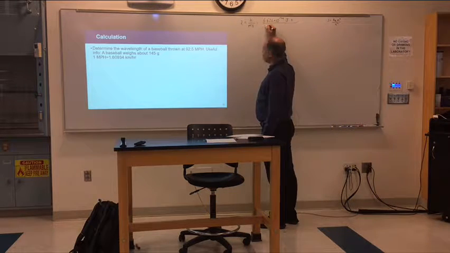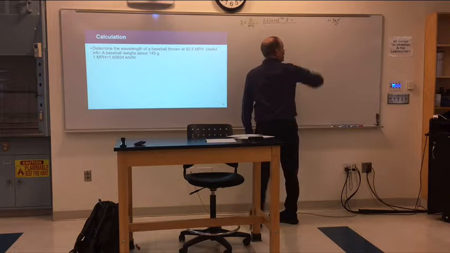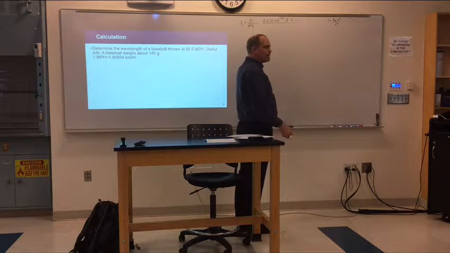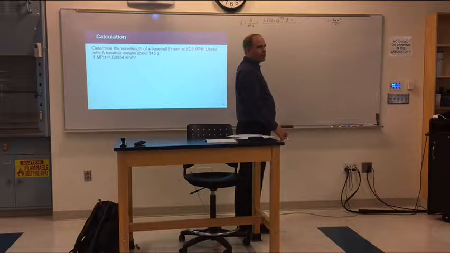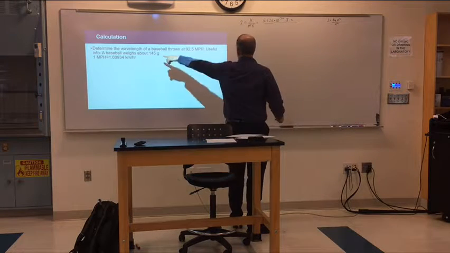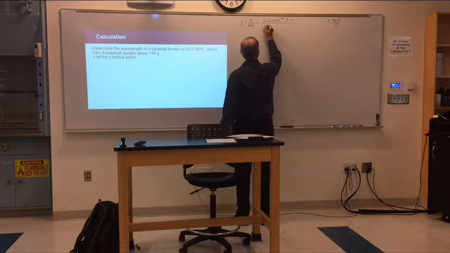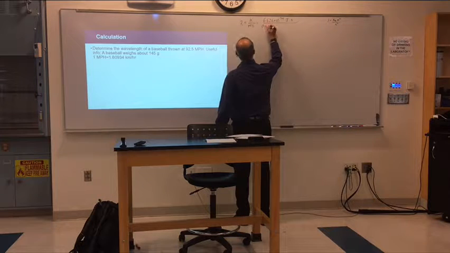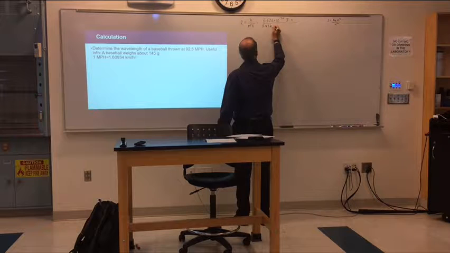Since the joule has kilograms, we need mass to be in kilograms. This is where people generally make the mistake. Mass here is in grams. We can convert that straight into kilograms, 0.145 kilograms. That's my mass.